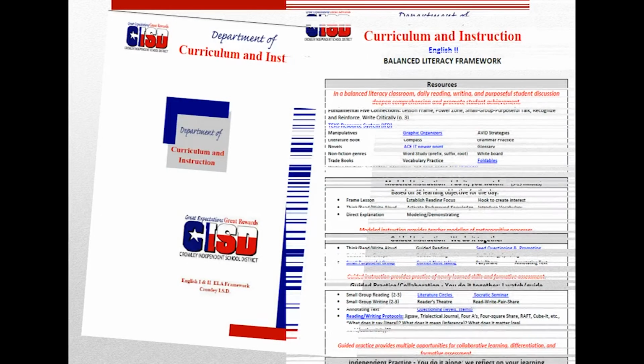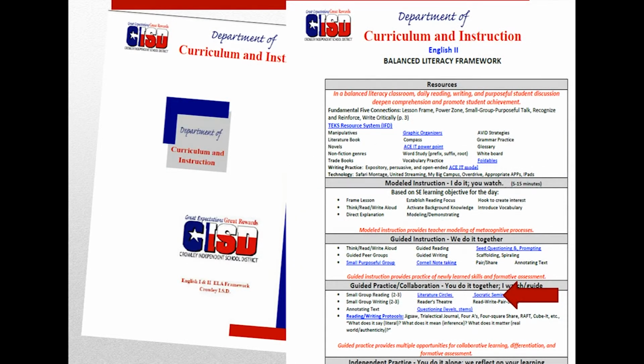More specifics regarding procedures and roles for Socratic seminars are on the curriculum framework found on the CTL website, as well as multiple close reading and writing protocols and strategies. Please click on the link for more resources.